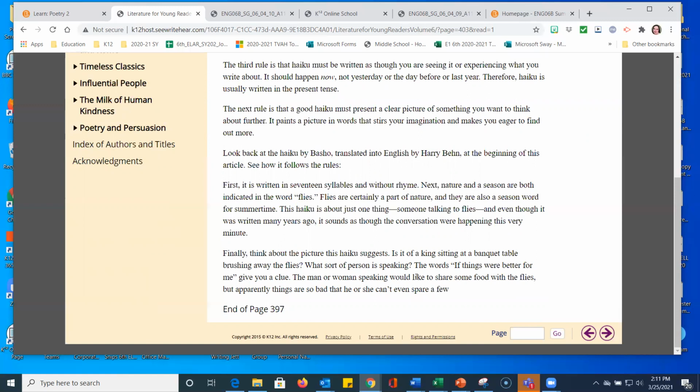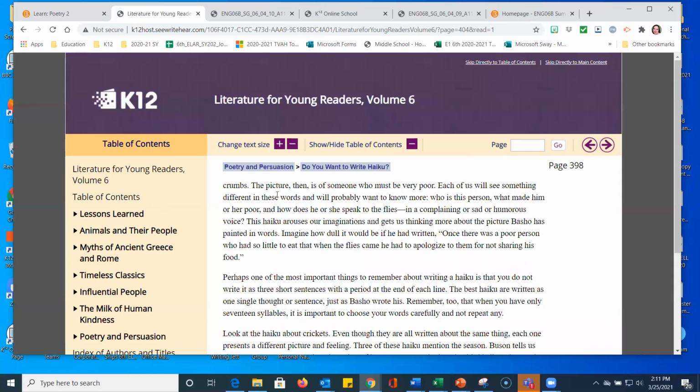The man or woman speaking would like to share some food with the flies, but apparently things are so bad that he or she can't even spare a few crumbs. So probably not a king, probably someone living in poverty. The picture then is of someone who must be very poor. Each of us will see something different in the words and will probably want to know more. Who is this person? What made him or her poor? And how does he or she speak to the flies? In a complaining or sad or humorous voice. This haiku arouses our imaginations and gets us thinking about the picture Basho has painted in words.